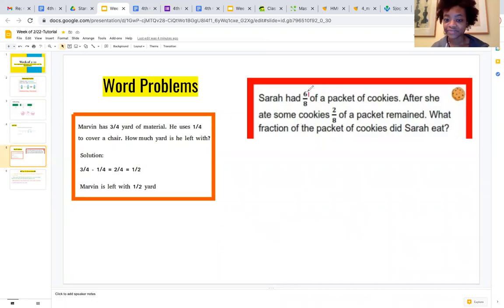So 6/8 is the total amount of packet of cookies that she had. So let's start off with 6/8. And then she ate some cookies that we don't know what the amount is, but we know and understand that if we take something away from it, our result is going to be less. And the operation that is going to help us in this case is subtraction. So she eats some amount. I'm going to leave just an empty box there for the amount. And after she eats the amount of cookies, she's left with 2/8.